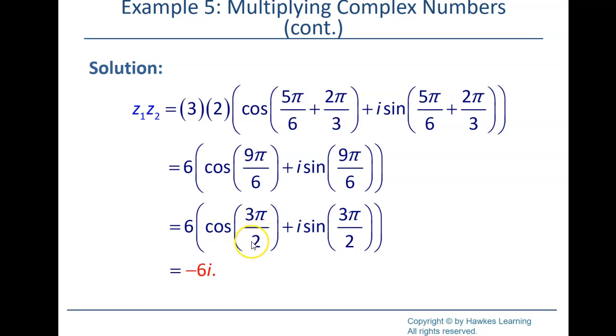If you look on your unit circle, the x-coordinate there is 0. The sine of 3 pi over 2 is negative 1. So 6 times 0 is 0, minus 6 times negative 1, or plus 6 times negative 1, is negative 6. And then there's the i. So negative 6i is what the product of those two numbers would be.